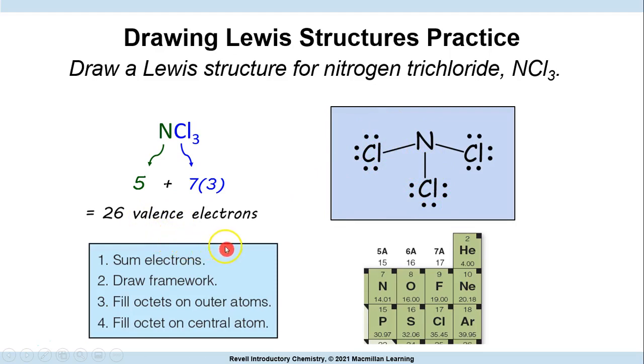The other rule states that we should fill the remaining electrons on the central atom. So we have 2 more, and we are going to place them on nitrogen. Now let's see if all of them have an octet. Nitrogen has 1, 2, 3 times 2, that is 6, plus 2, that makes 8. So that is the correct Lewis structure for nitrogen trichloride.